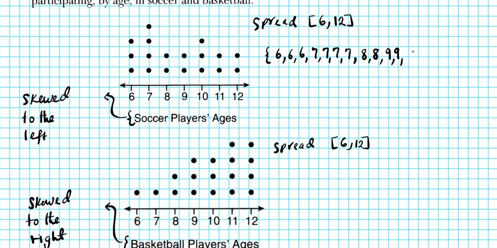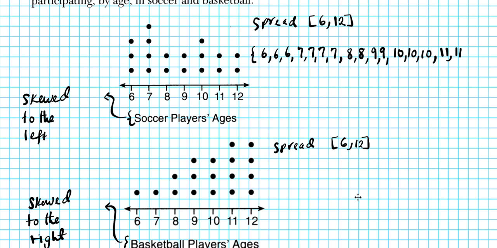And how many 10s do we have? Three 10s: 10, 10, 10. Then we have two 11s. Let me shift this to the left a little bit. And then we have two 12s, so 12, 12. Look at the numbers: you see how it's skewed to the left? That tells us our median will be somewhere close to the left.